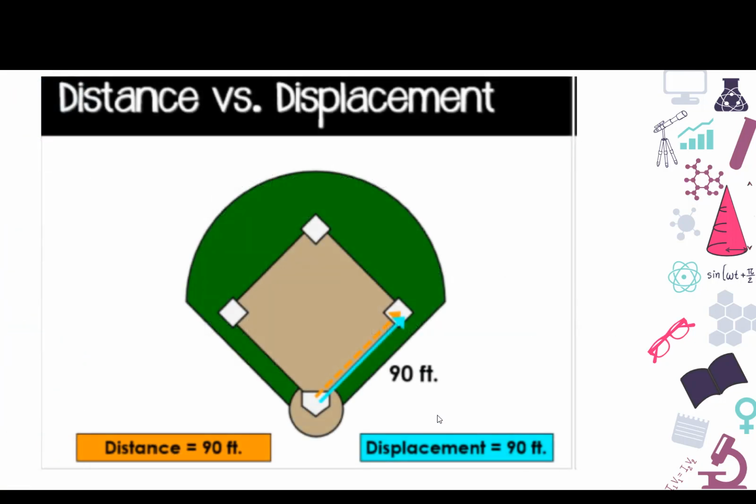All right, look at this ball field. The distance from home plate to first base is 90 feet. The displacement of the runner is also 90 feet. This is the distance, the measurement of the path taken, and this is also how much you changed that person's position. Now let's look at a different picture.